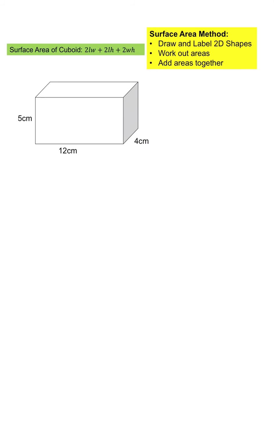Okay, so now we look at surface area. So surface area is the area all around the outside of a 3D shape. So to find the surface area of this cuboid, we need to find the area of all of these rectangles on the outside and then add them all together. Okay, so first of all, I'm going to do the method in the yellow box here. I'm going to draw and label the 2D shapes of this. So first of all, the front.